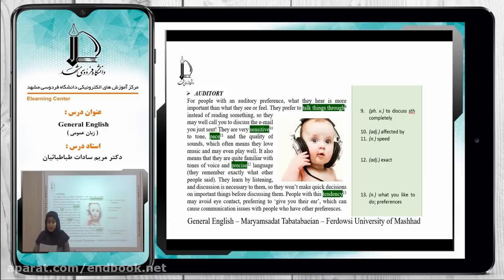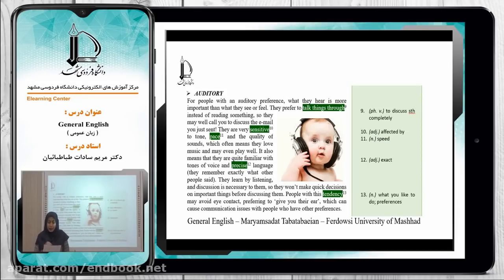It says they are very sensitive to tone, pace, and the quality of sounds. Tone of your voice, up, down, what's it like? Also, the speed you talk with, these are very important to them. And the quality of your voice, how good is it? That is why they love music. And many of them play music well because they can understand it well. Because music has to do with hearing.